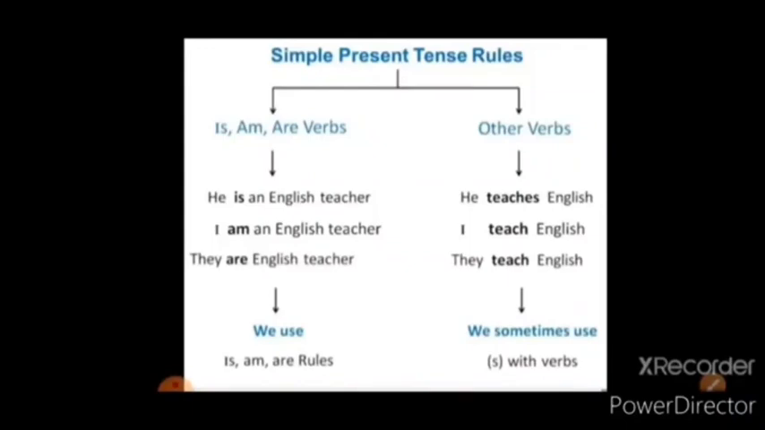So students, in simple present tense, there are two forms of verbs. One is be form verb and another is main verbs. If we use be form verb, main verb will not come in simple present tense. If we use main verb, be form verb will not come in the simple present tense. It's very important. Keep it in your mind.